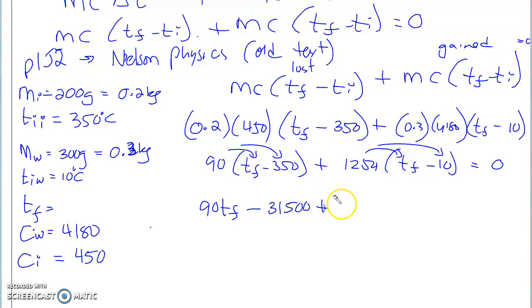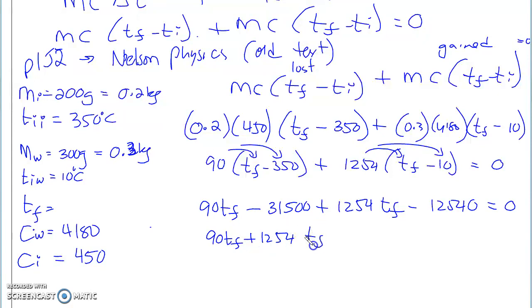31,500 plus 1254 TF minus 12540, which equals 0. Get all the like terms, so 90 TF plus 1254 TF minus 1250 minus 31,500, which equals 0. Bring it all on the other side. What does the TF add up to? 1344 TF, correct? Which equals, what's 3150, 12540?